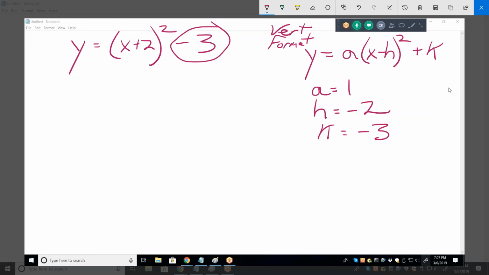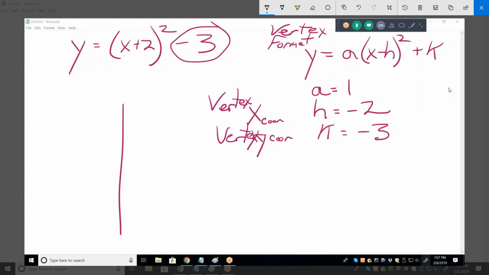Why is this called vertex format? That's the x and the y coordinate of the vertex. This is the x coordinate, and this is the y coordinate of the vertex. And that's important because whenever you go to graph a quadratic, the most important point on there is the vertex.